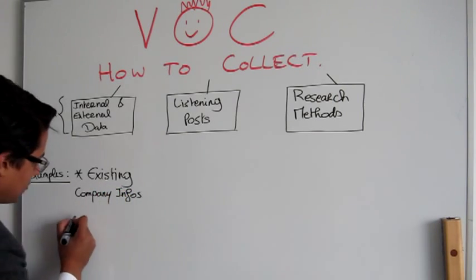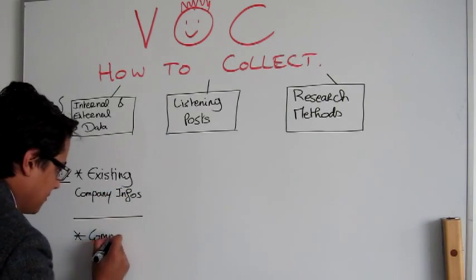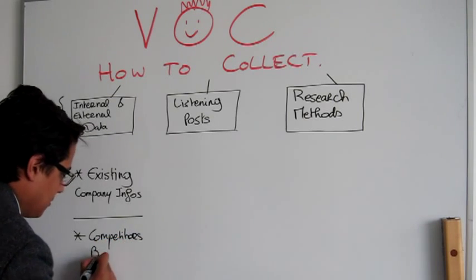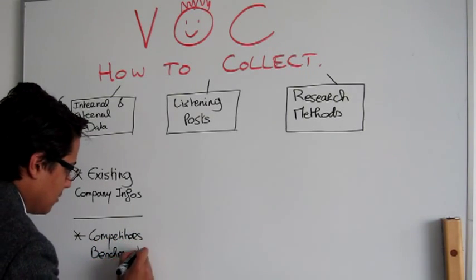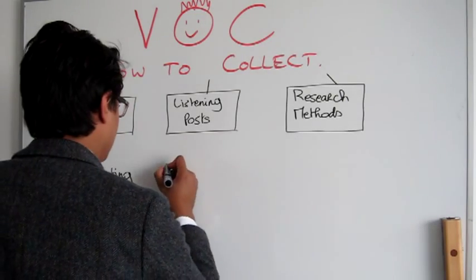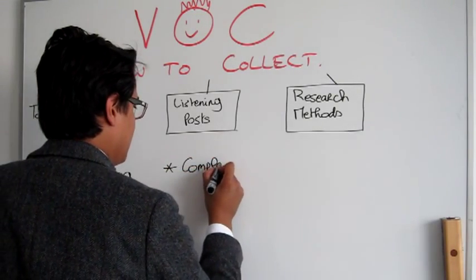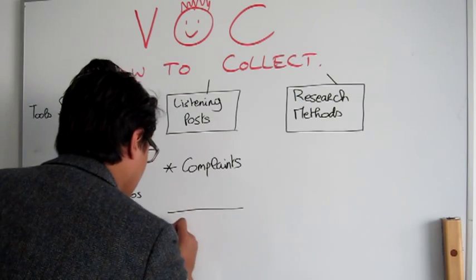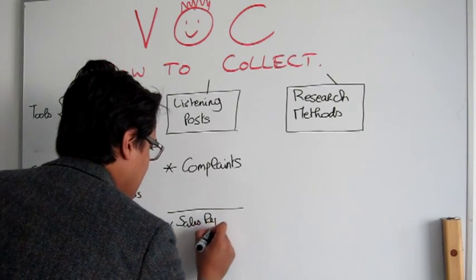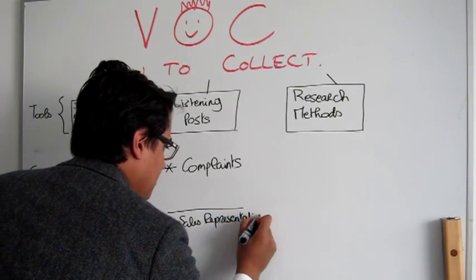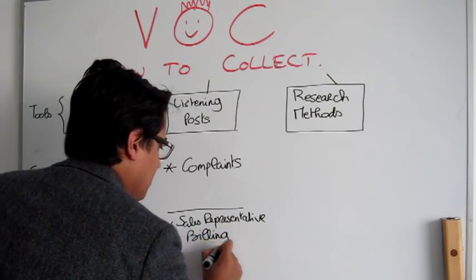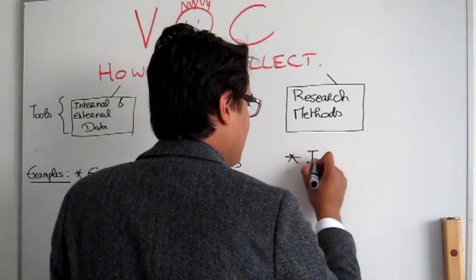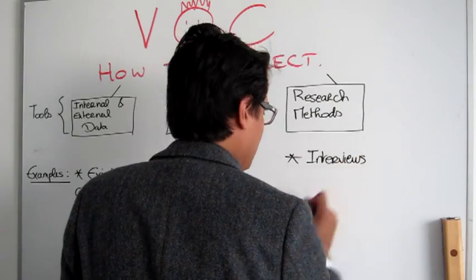An example of internal and external data could be existing company information that you can get off the internet or benchmark studies. An example for listening posts can be such things as complaints or sales information, or even things like accounts payable information. Research methods can be interviews and surveys, or even things like focus groups.